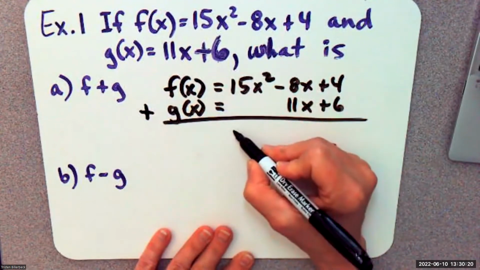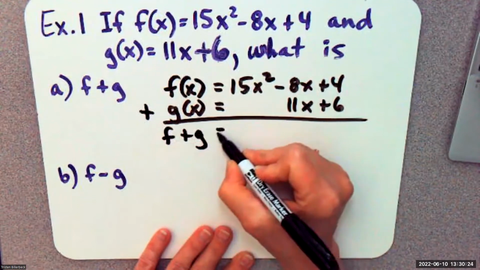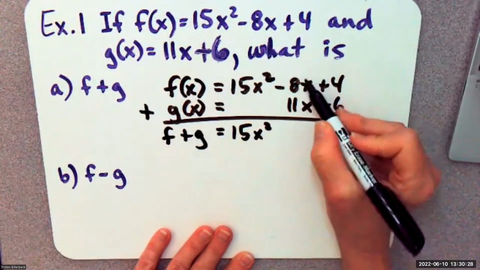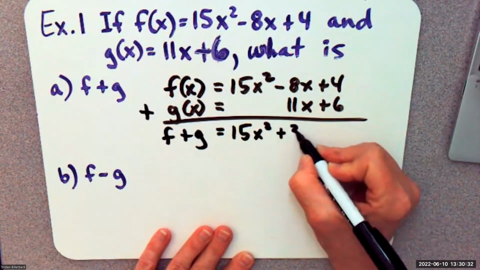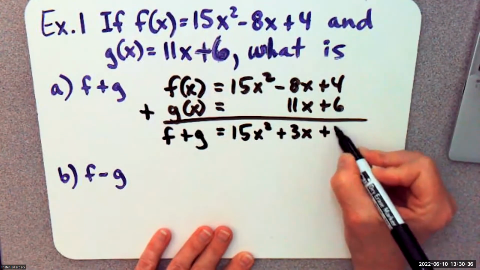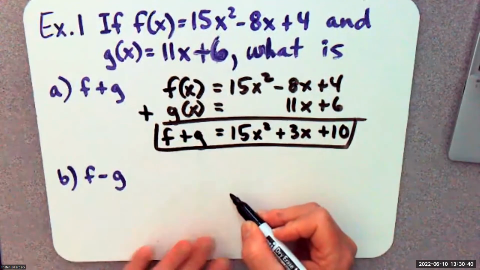So when we add this together, f plus g of x is 15x squared. Negative 8x plus 11x is plus 3x. And then we have 4 plus 6 is 10. So that would be f plus g of x.